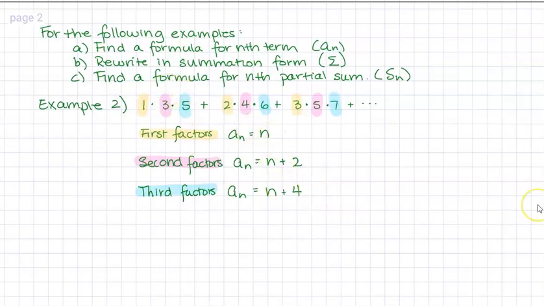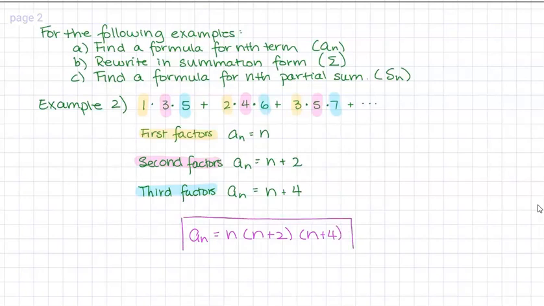And then if you put all those together, for our sequence, a sub n is equal to n times n plus 2 times n plus 4. And that's the answer to part A, finding a formula for the nth term. So it's not that bad if you take a look at it. Just break it up into like 3 separate problems.